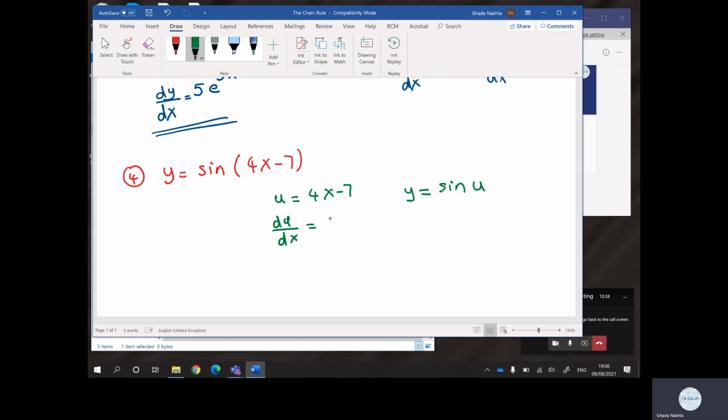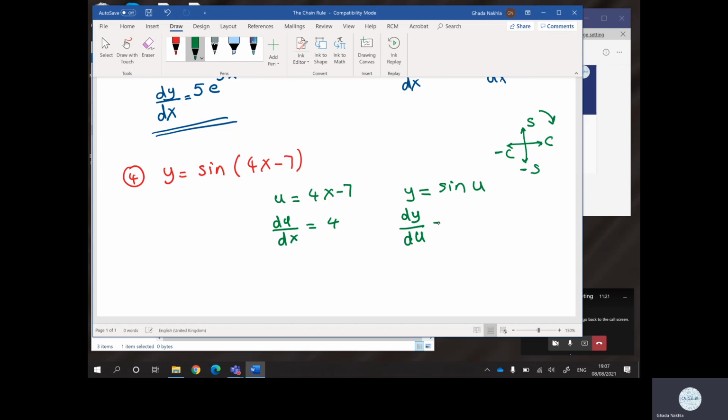And in this case, it's 4. 4x differentiates to 4, minus 7 differentiates to 0. Let's differentiate dy by du. Sine differentiates to cos, minus sine, minus cos. This is the positive x-axis. This is the negative x-axis. This is the positive y-axis. And this is the negative y-axis. And that's why we have a minus sine and a minus cos at the negative x and y axes. You differentiate this way here. So sine differentiates to cos, cos differentiates to minus sine, differentiates to minus cos, and so on.